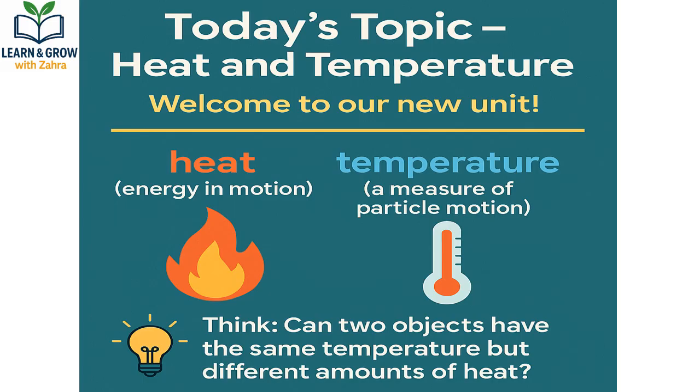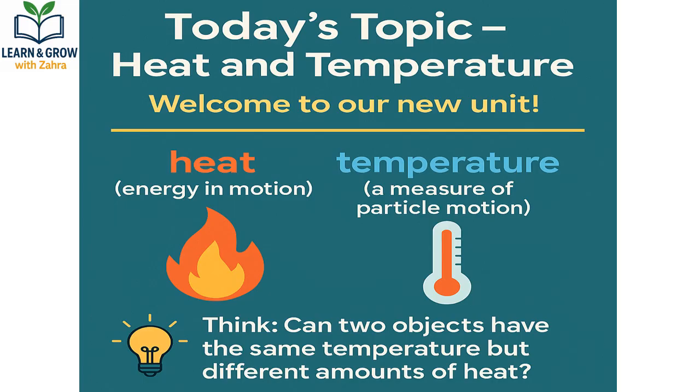Right. But here's a question for you. Really think about this. Can two objects have the exact same temperature reading? Meaning they feel equally warm or cold, but hold completely different amounts of heat energy inside them. It seems like it shouldn't work that way, does it? Like the thermometer tells the whole story. Exactly. It feels like a paradox.